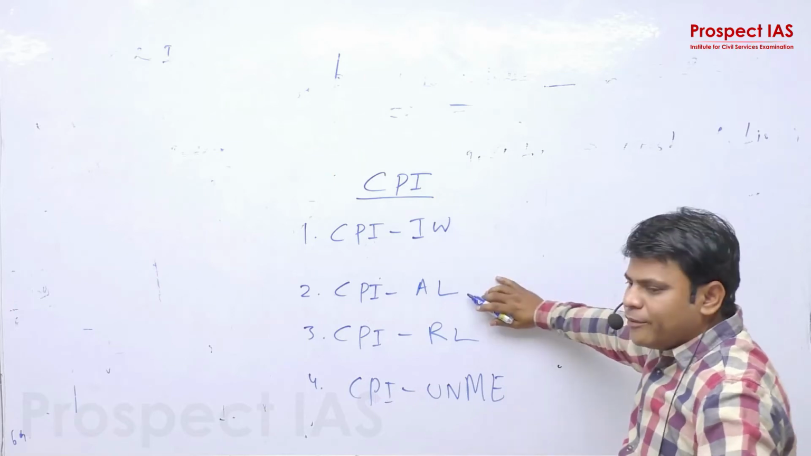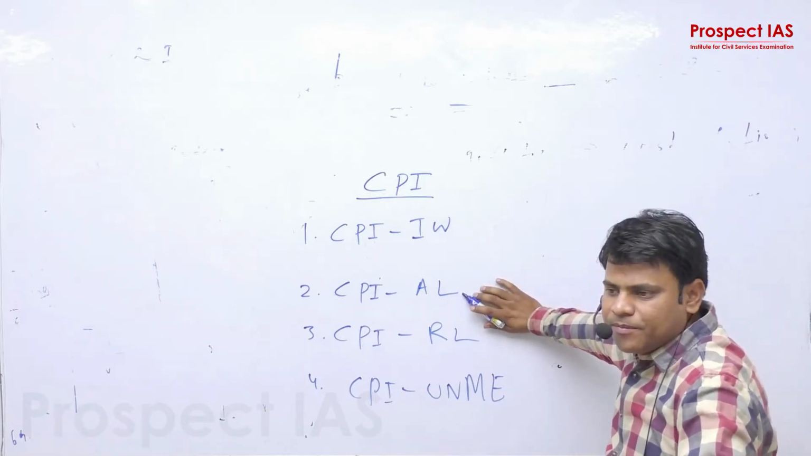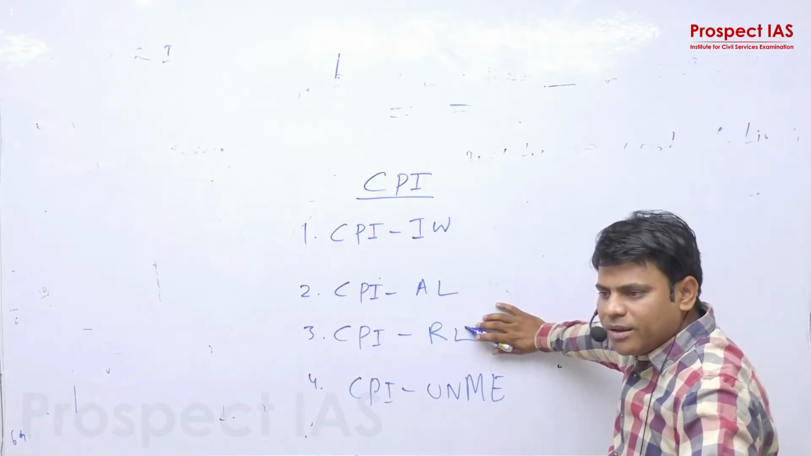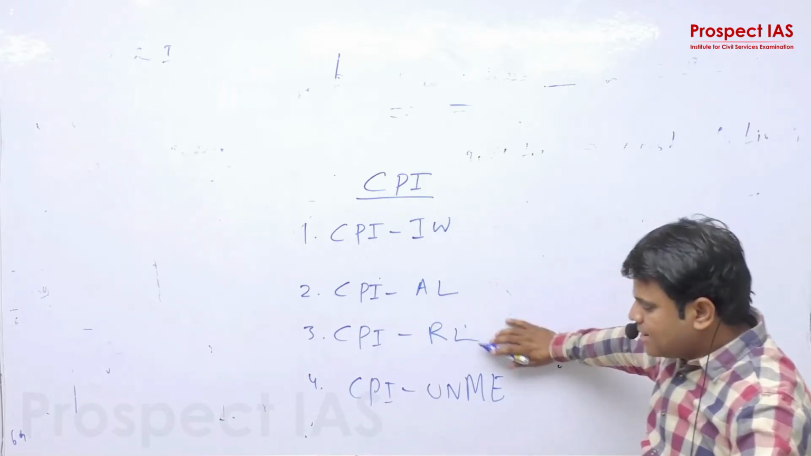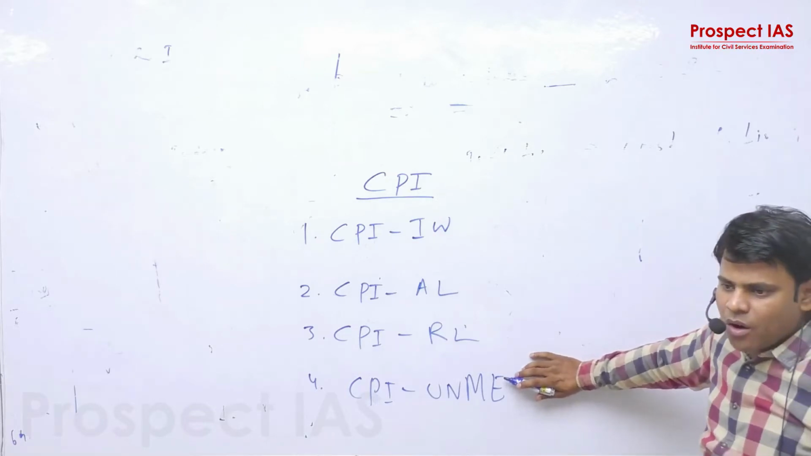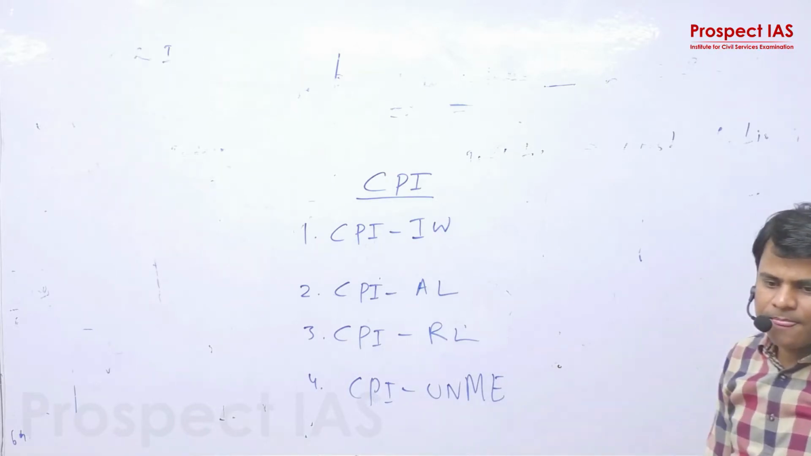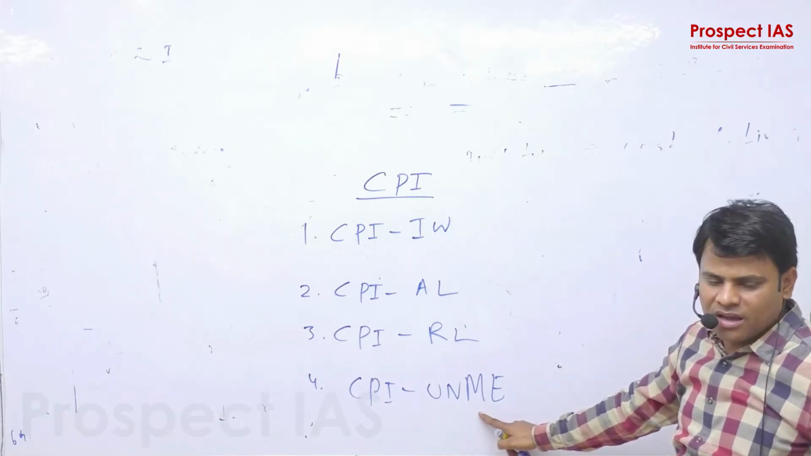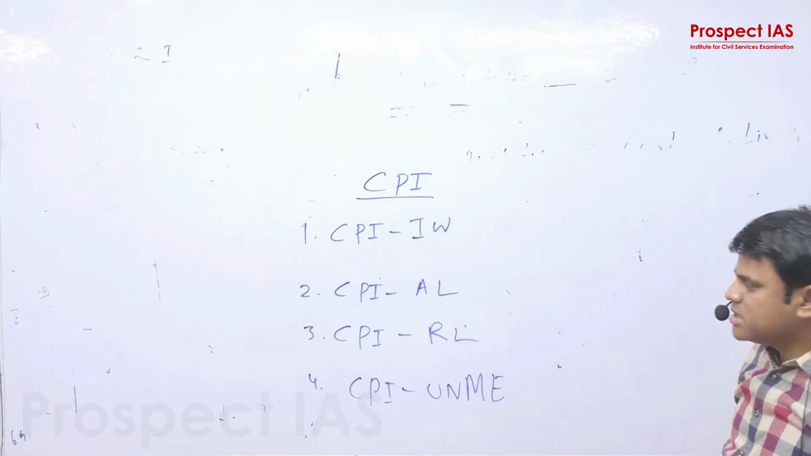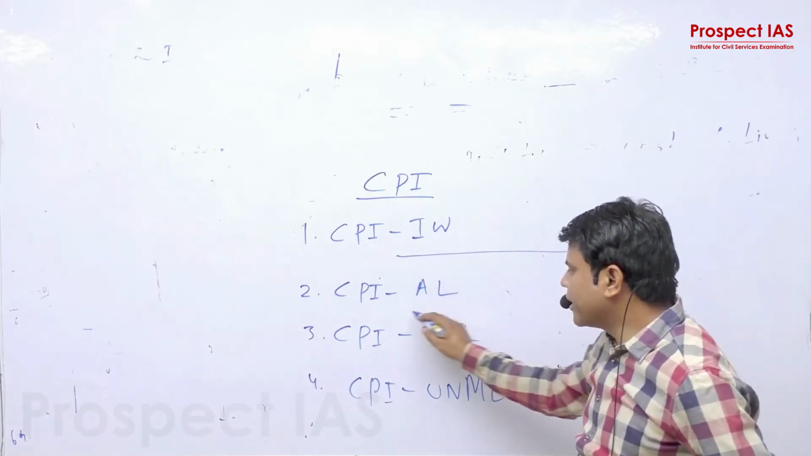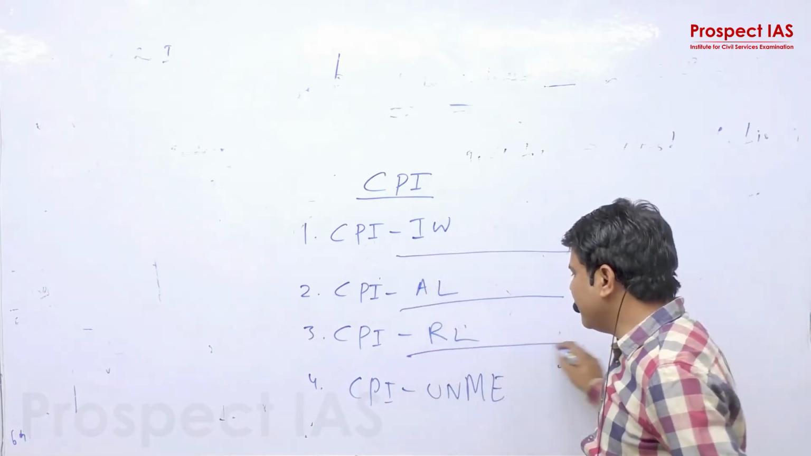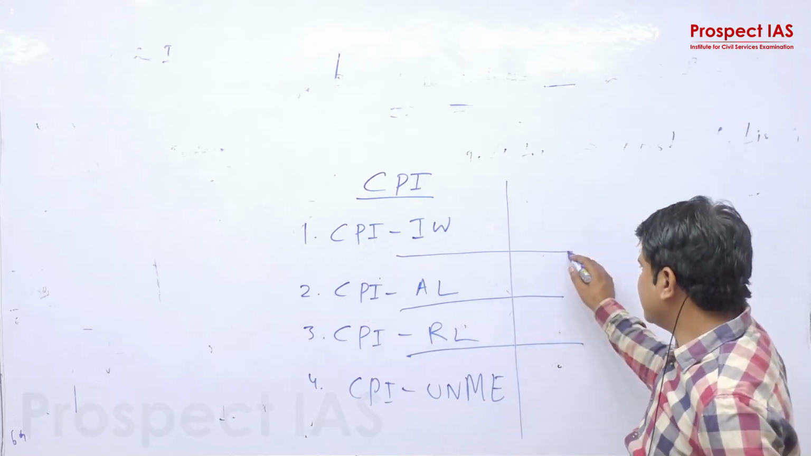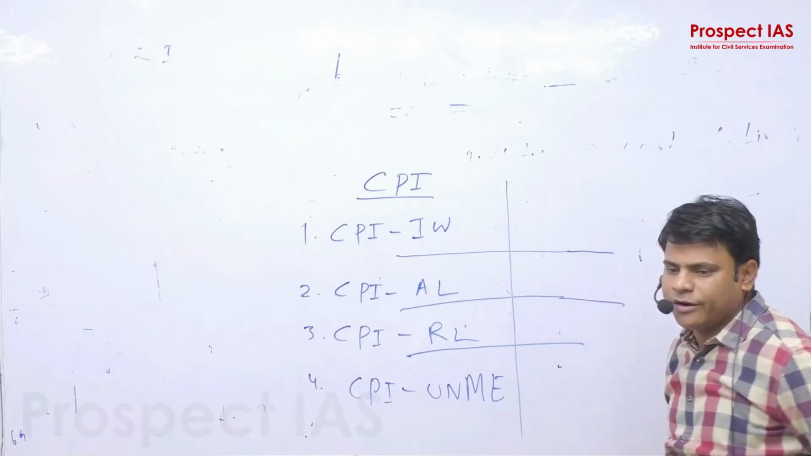And this is CPI for agricultural labor. This is CPI for rural labor. And this is CPI for urban non-manual employees. These are 4 different categories of workers, and since their cost of living are different, we have been using different measures of inflation to know about their cost of living.